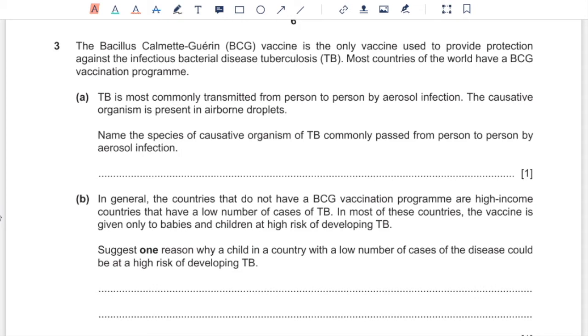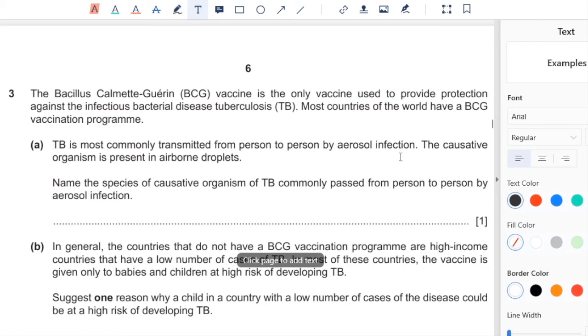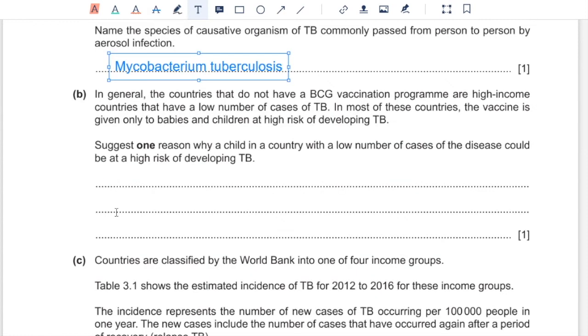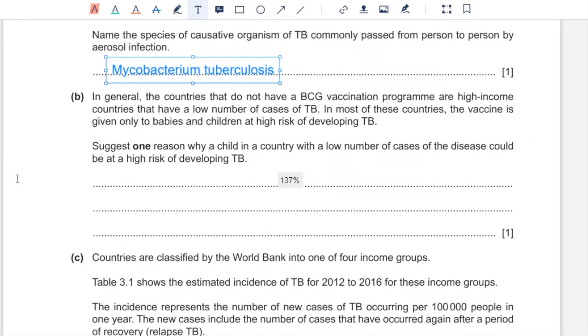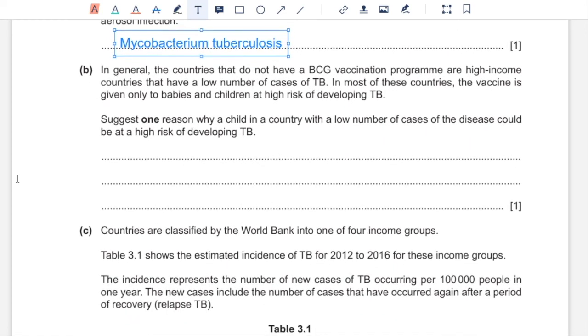Name the species of causative organism of TB commonly passed from person to person by aerosol infection. That would be Mycobacterium tuberculosis, whereas Mycobacterium bovis is transmitted by drinking unpasteurized milk or by eating uncooked meat that is infected. B. In general, the countries that do not have a BCG vaccination program are high income countries that have a low number of cases of TB.